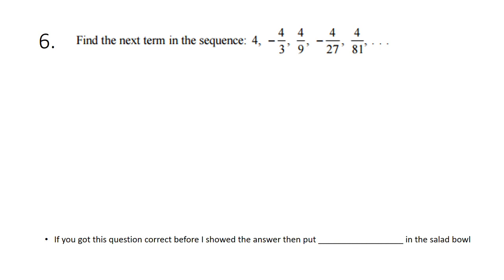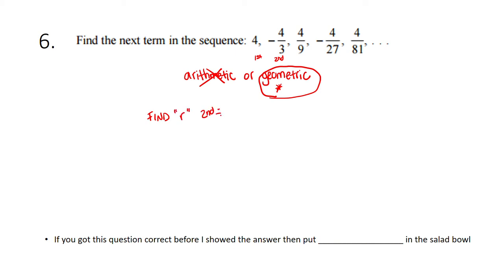Next, number 6. We want the next term in the sequence. So we have to first figure out, is this arithmetic or geometric? In order to answer this question, we got to see, are we adding or are we multiplying to get from our first term to our second term? And in this case, we are multiplying. So it is geometric. Now the first rule for geometric is to find the r. And we do our second term divided by the first term. So that's negative 4/3 divided by 4.